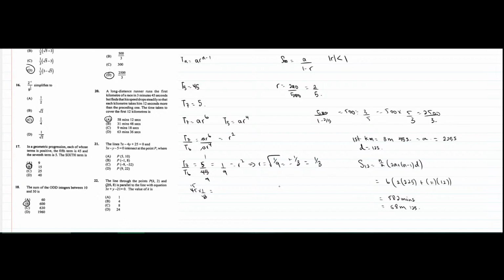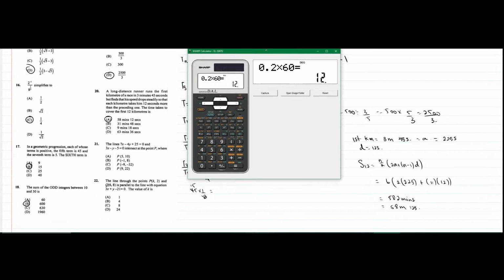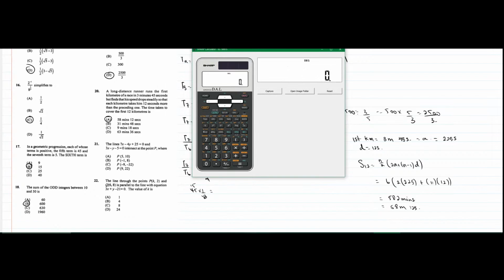A. The lines that and that intersect at the point P, where P is equal to, one, you can solve them simultaneously, or you can just check each of these points into the equations if you wanted to. It's easy to solve them simultaneously, but we could just take the easier approach. I substitute in 5 and 10, so there's my x and there's my y.